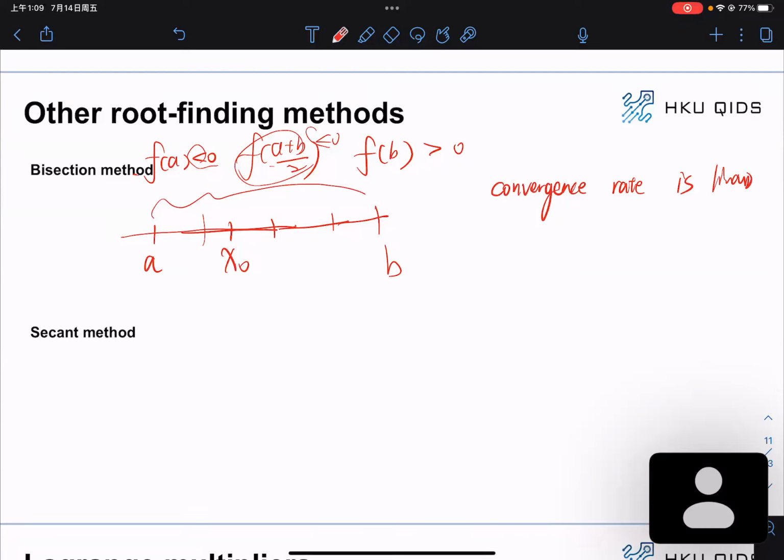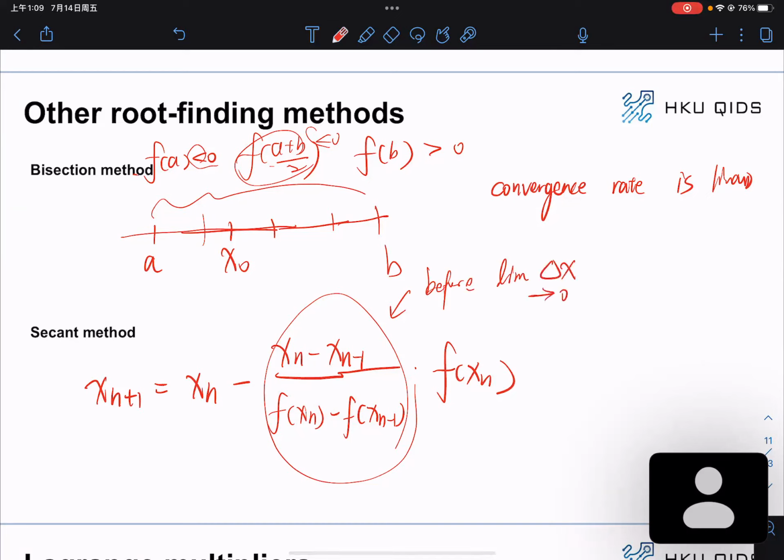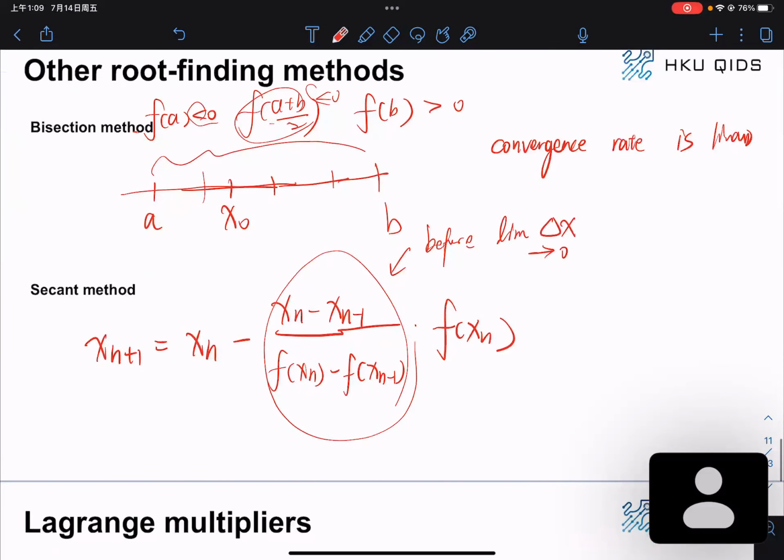And it's the same for the secant method. So the secant method is just trying to use x(n+1) equals x(n) minus (x(n) minus x(n-1)) over (f(x(n)) minus f(x(n-1))) multiplied by f(x(n)). So what is this? This is basically the first order derivative before we take the limit, right? Before we take the limit delta x converges to 0.